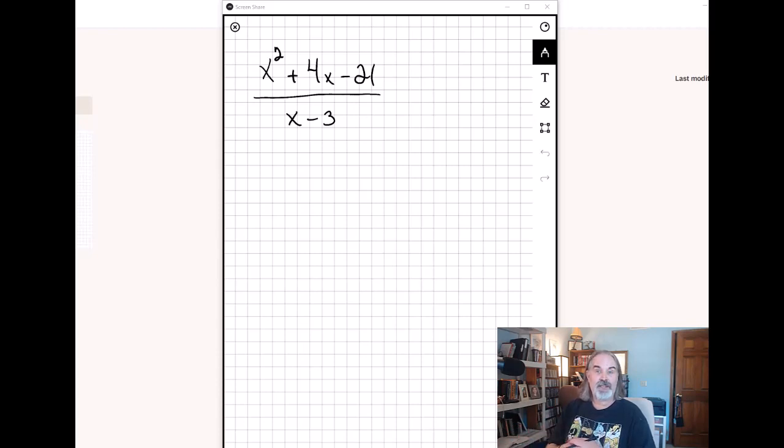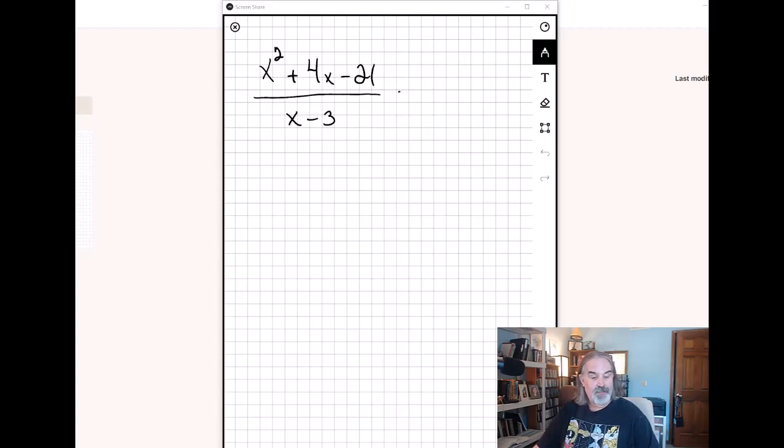So what we're after is what other little polynomial is there that if we multiplied it by x minus 3, we would get x squared plus 4x minus 21. So here we're going to hope that x minus 3 is a factor of x squared plus 4x minus 21, because then we can cancel the factors like in that numerical example that I just did.